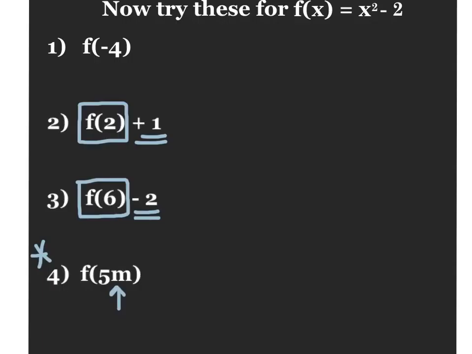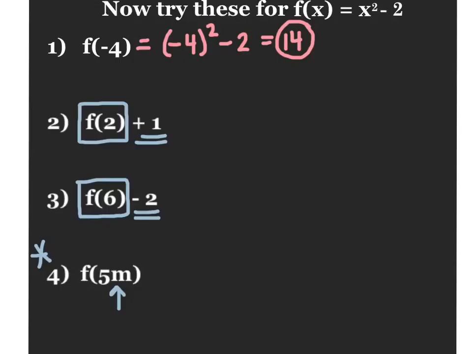Okay, let's go through each of these problems now. So first we're going to do f of negative 4. So we have negative 4 to the second power and then subtract 2. So that would be 16 minus 2, which is 14.